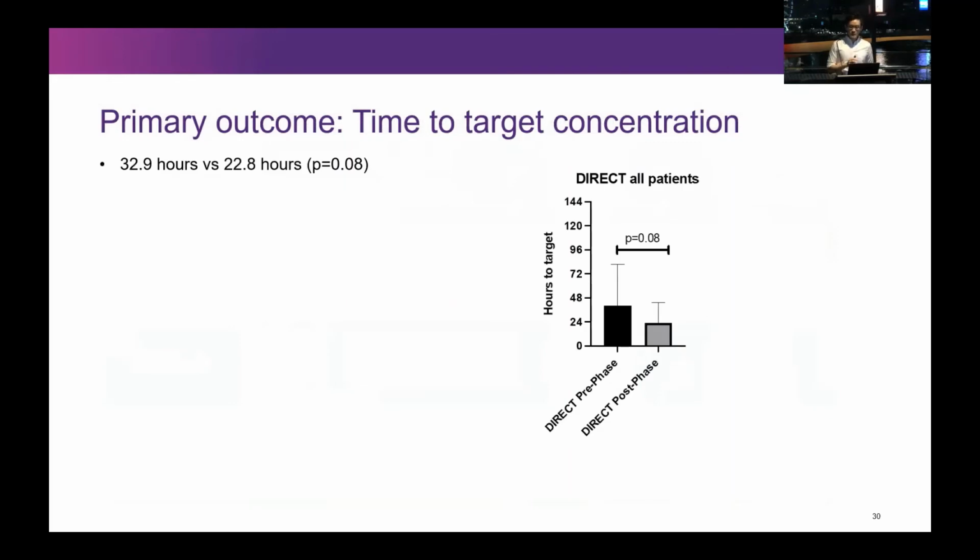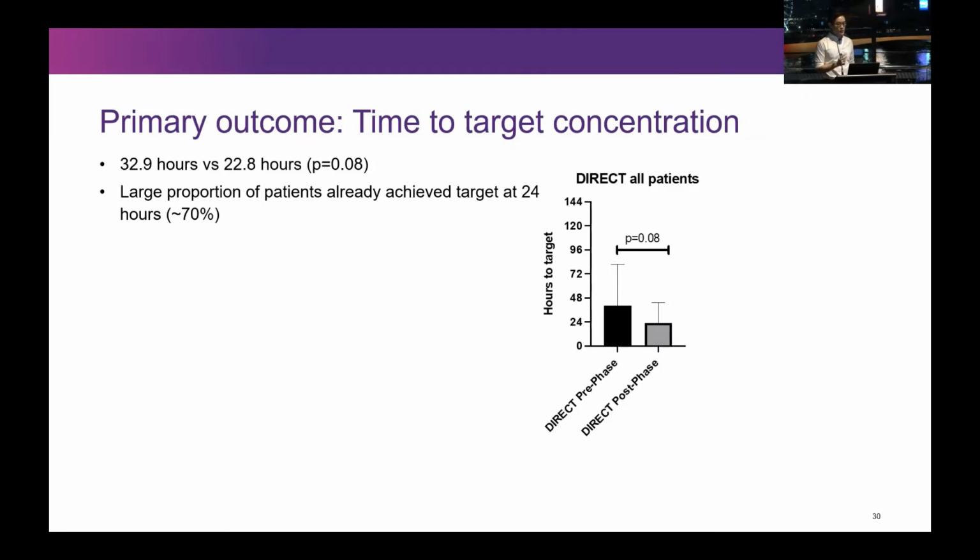So when we look at the primary outcome, which was time to target concentration in both the MIC, what we noticed was that there was a slight reduction in the time. It was 32.9 hours in the pre-phase and 22.8 in the post-phase, but it didn't really reach statistical significance. That made us go back to look at the actual data that we had. What we discovered was that a large proportion of patients achieved those target concentrations within the first 24 hours. So all of these patients would not have received the dosing intervention anyway because they were already at target. So we thought that the large amount of therapeutic patients in the first 24 hours was potentially masking the impact of the dosing software intervention.